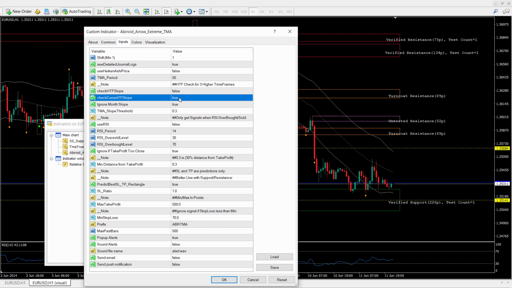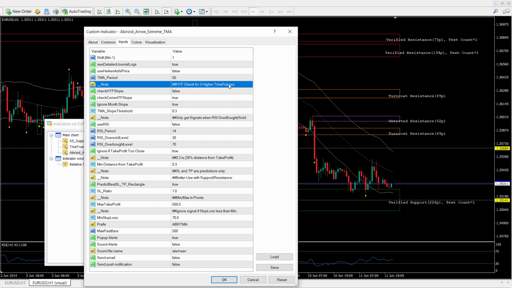And sometimes if the volatility of your chart is too high, in that case you might also want to check the higher time frame slopes. If this setting is set to true, then it will check the 3 higher time frames. For example, right now we are trading on H1, and it will check the H4, daily and weekly charts, and if those slopes are upwards, then it will only allow buy trades. If the slope is downwards, it will only allow sell trades.